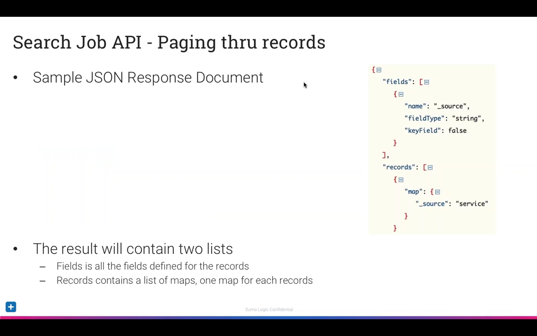The result looks very, very similar to messages. You're going to have a fields list, which is going to contain all the fields that are defined for each of those records. It's going to provide the name, what type it is, and if it's a key field. And it's also going to contain a list of maps, which are the records themselves. And the keys in that map would be based on what is defined in the fields list.